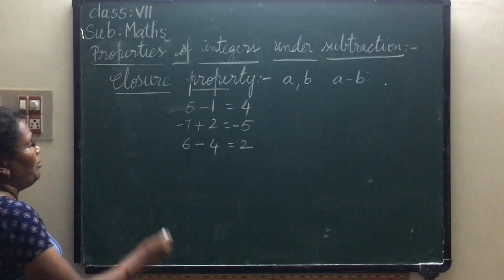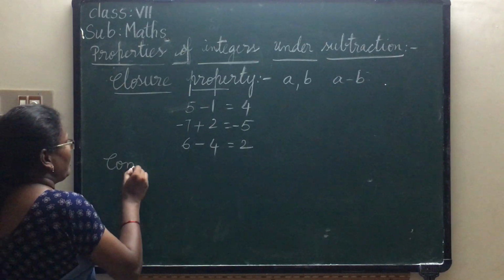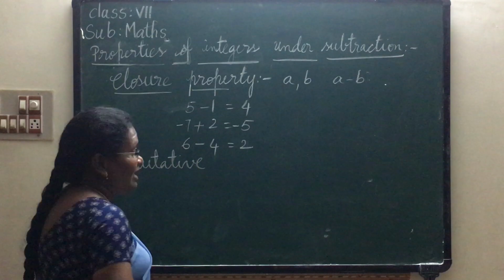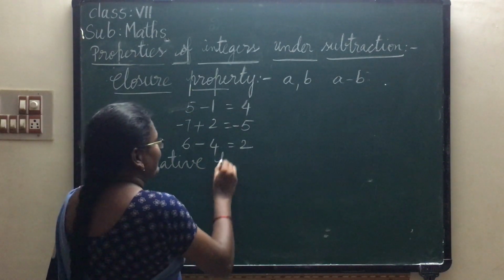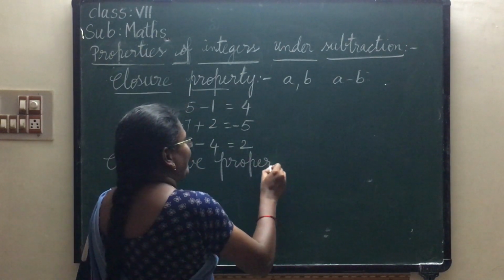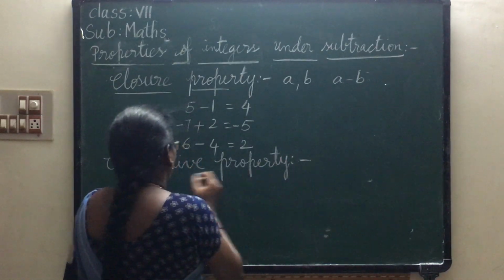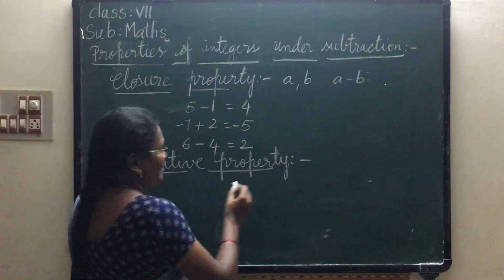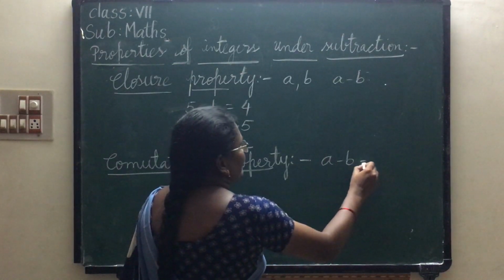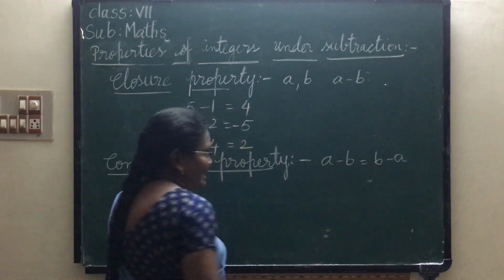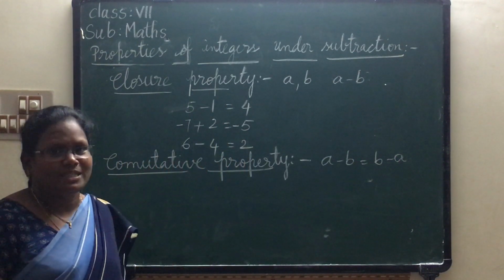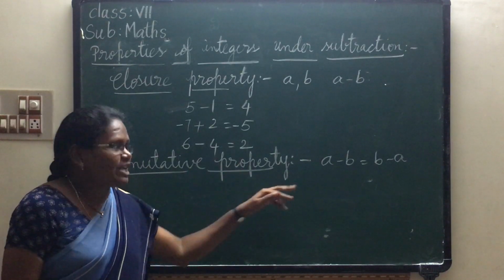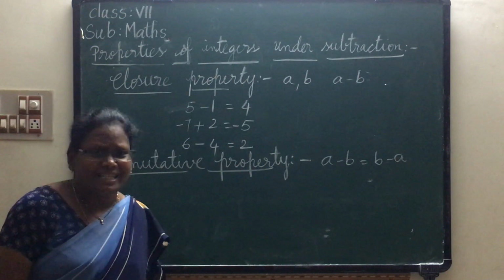The next property is the commutative property. What is the general form of the commutative property? A into b is equal to b into a. That is in multiplication. Now, commutative property in subtraction: is a minus b equal to b minus a? Is it satisfied or not? We will see some examples. Commutative property under subtraction: a minus b is equal to b minus a.